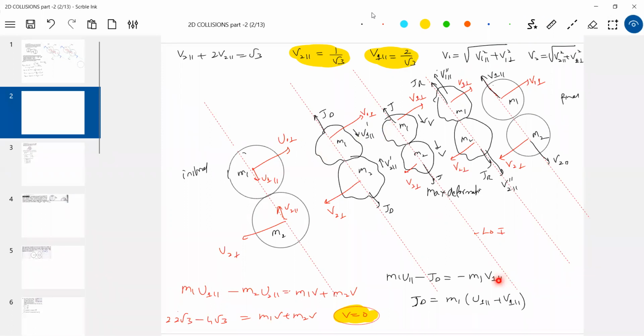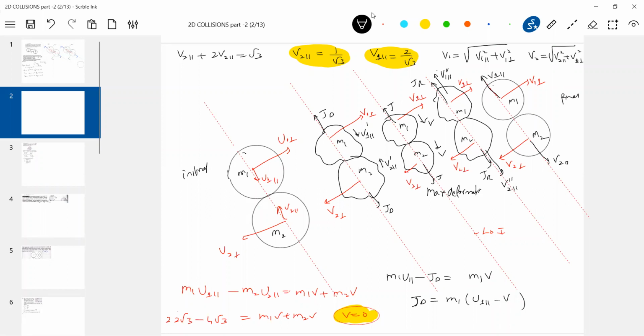Is it justified? I think there's something wrong, no? Till V only we should take it, no? And why this negative sign? Nothing to do. V is in the direction of this one. So this should in fact be positive only. And this should not be V1, it should be V. So JD should be equal to M1 into U1 parallel minus V. Is it okay? From initial to where they attain common velocity.